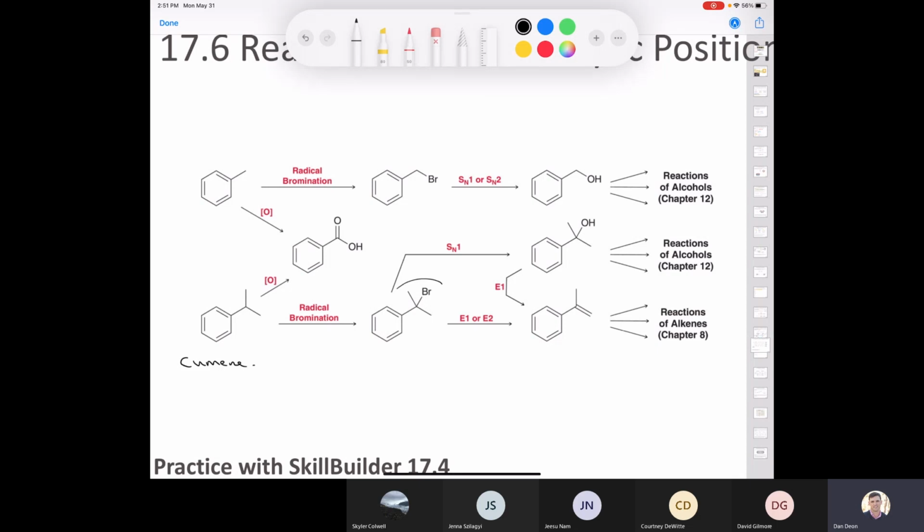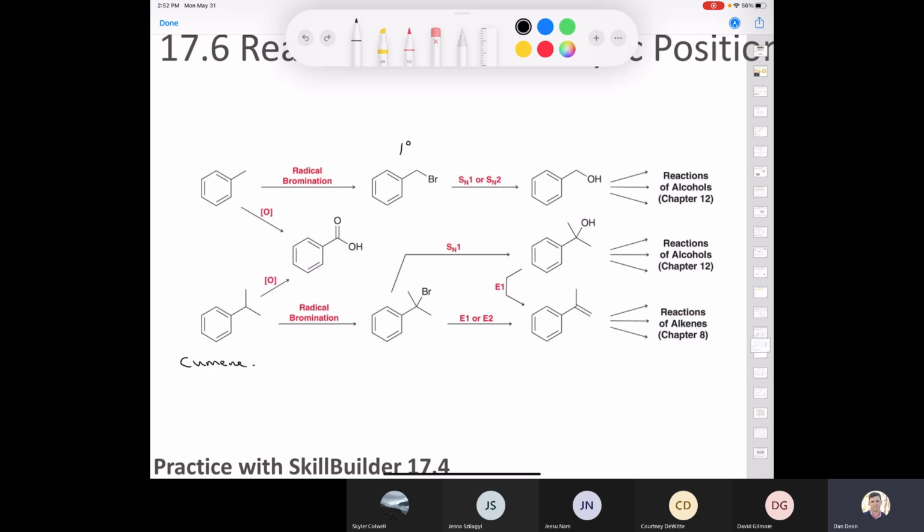You could do a benzylic bromination of that. Of course, since both of these have benzylic protons, you could oxidize them in acid or base to benzoic acid. You could do SN1 or SN2 reactions on a primary alkyl bromide. You could do E1 or E2 on a tertiary. You could do an SN1, then you could do E1. You could do all kinds of stuff.